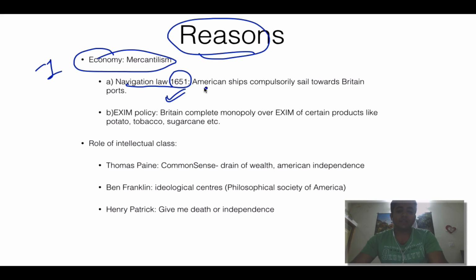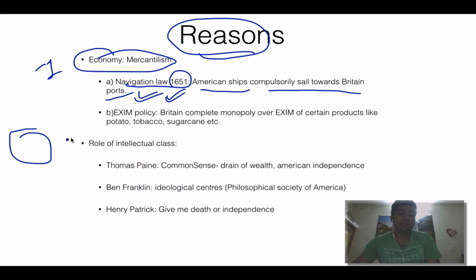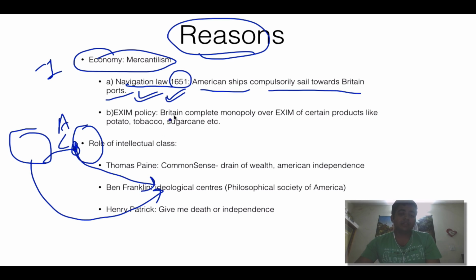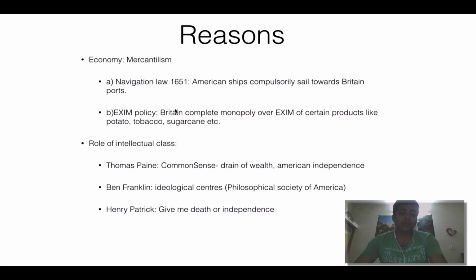Under this, what happened? The American ships had to compulsorily sail towards British ports before sailing to other parts of the world. So let's say this is USA and this is England and this is the Atlantic Ocean. If it wants to go to India also, then it needs to go here and then to here. So it was a pain for USA, asking why this.